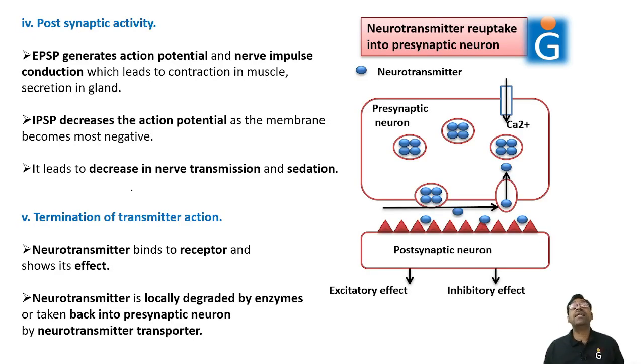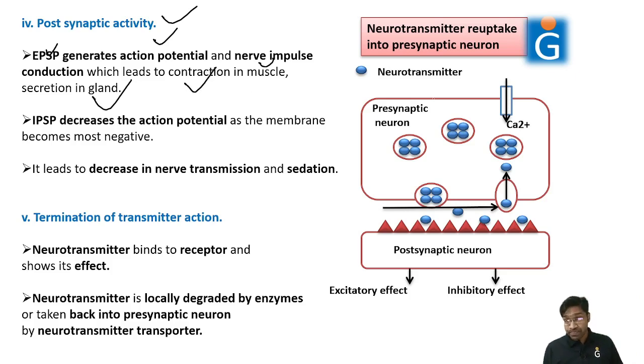Then let us see the fourth type or stage of this action potential generation. It is postsynaptic activity. What will happen when any neurotransmitter is going to bind to the receptor located on the postsynaptic membrane? This EPSP is going to generate the action potential. It is going to excite the neuron. It is going to increase the conduction of action potential, and the nerve impulse conduction is going to cause contraction in the muscle and secretion of gland.